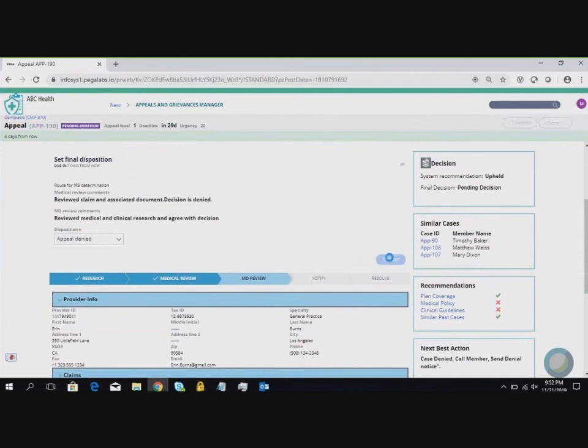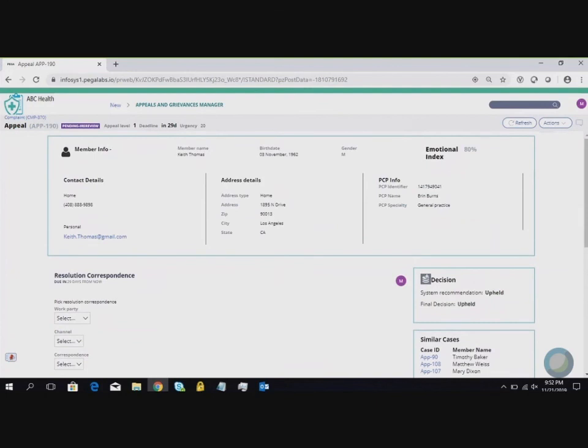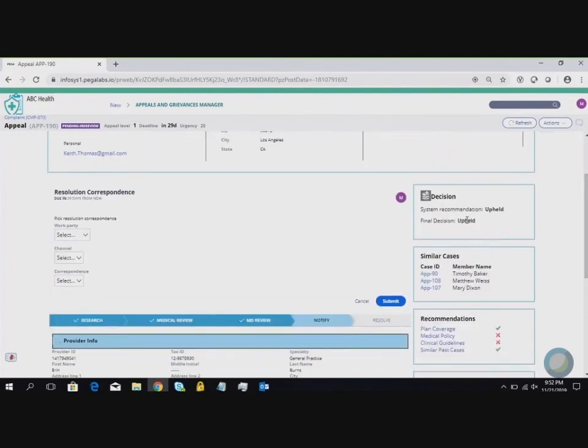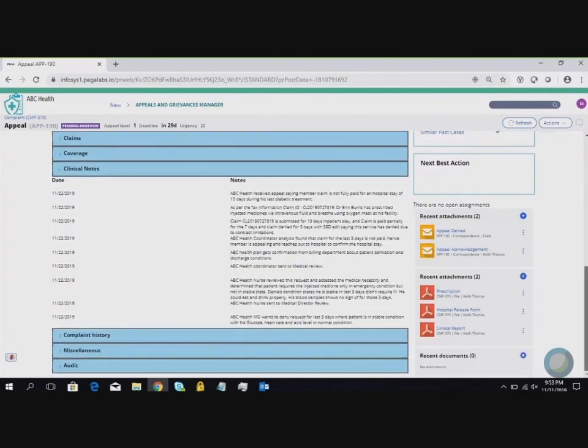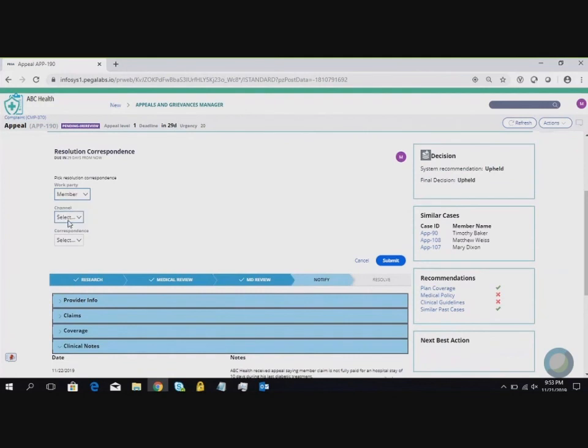Now once the IRE submits that, yes, he wants to uphold the decision, if you look at it, the system recommendation was upheld, the predictive decision that we provided earlier, and the final decision became upheld as well. So at the end, once the IRE is able to make that decision, what we have in the platform is the communication to the member. Now, what will happen here is, looking at the emotional index, the medical director or the nurse will decide whether to call the member and explain to them, or let the system handle the communication.